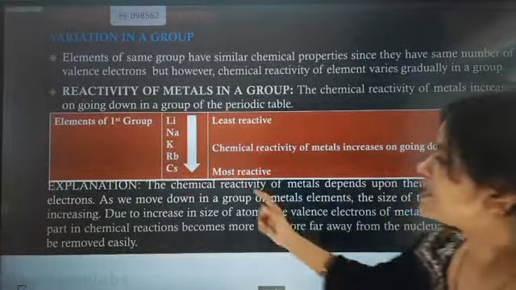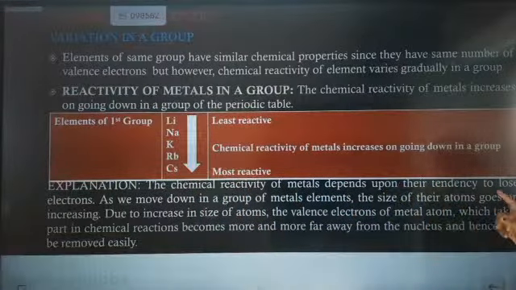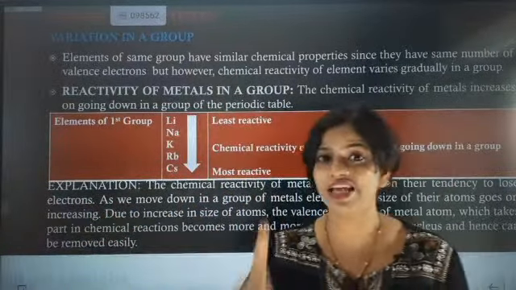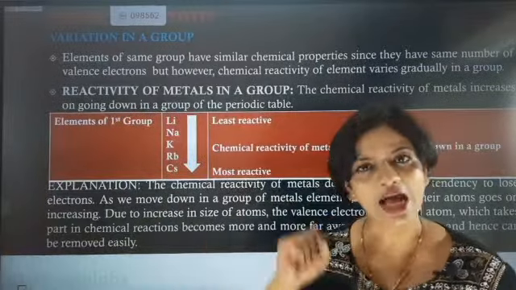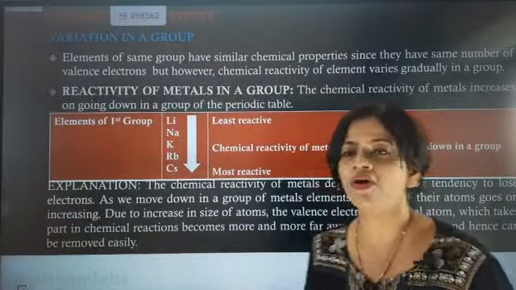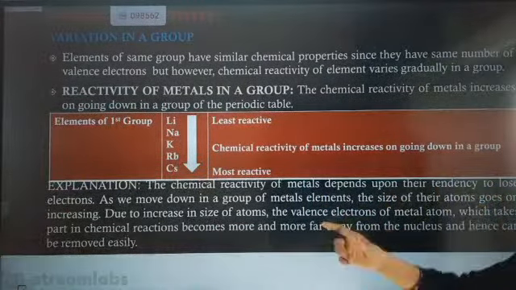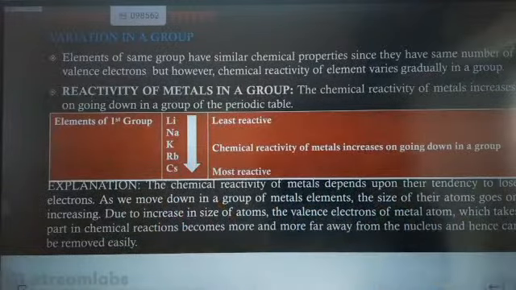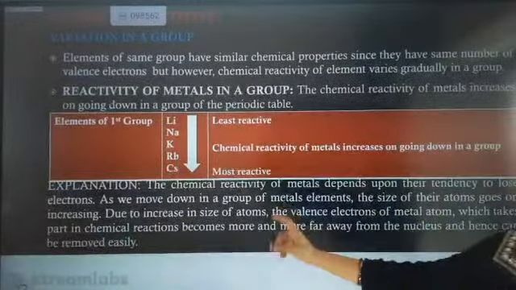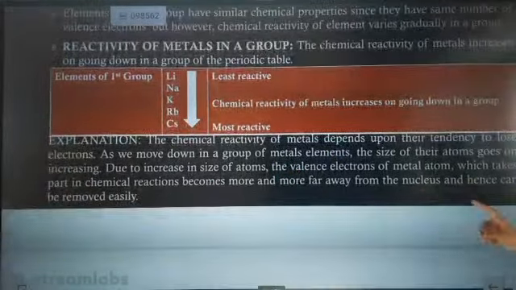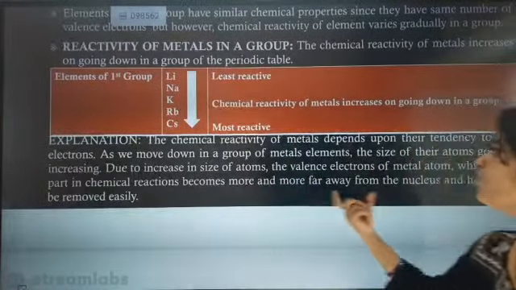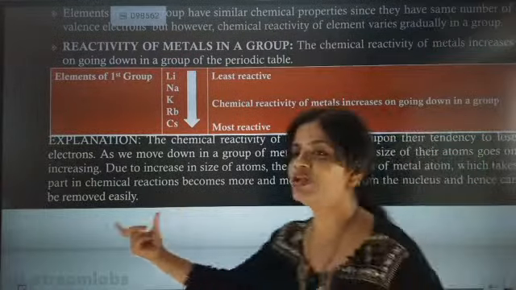Okay, so now see, the chemical reactivity of metal depends upon their tendency to lose electron. I want you all to write this point. Same as electropositivity, chemical reactivity also says this point, that I will be more reactive when I can lose electron very nicely. So as we move down in a group, the metal element, the size of their atom goes on increasing. Due to increase in size of atom, the valence electron of metal atom, which take part in chemical reaction, become more and more far away from the nucleus, and hence can be removed easily.